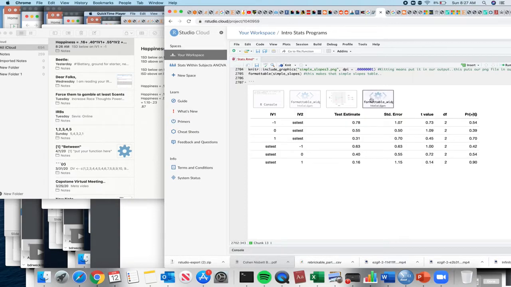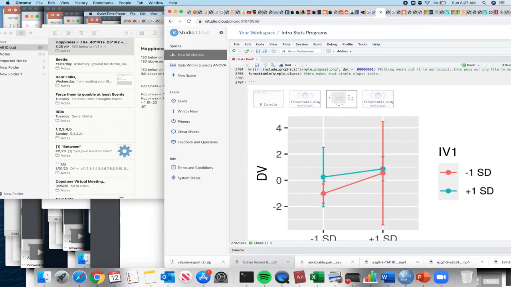simple slopes test. And if you look here, I want to know if this green slope is significantly different from this orange slope. I know it's not because we do not have a significant interaction, but a simple slopes test would allow me to see what the slopes are. Are they different from each other? And so when independent variable 1 is at 1 standard deviation below the mean, and at 1 standard deviation above the mean, are these two slopes different from each other?